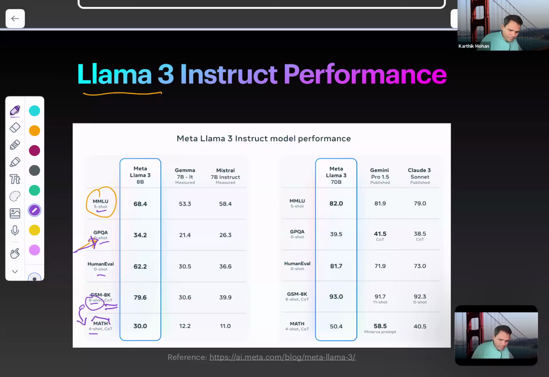HumanEval is a coding data set. These are math data sets. And this is a language data set. Okay.